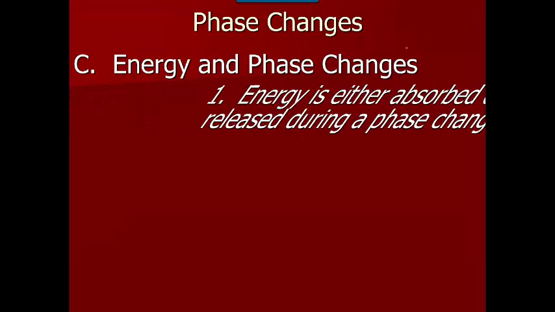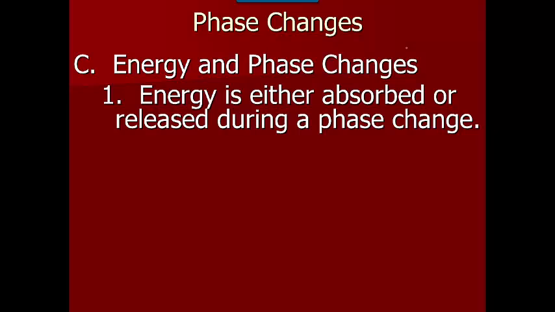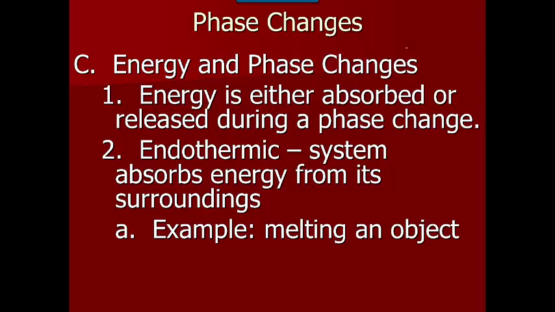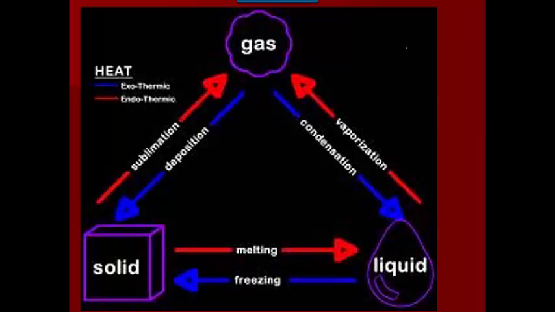Now, when we look at energy and phase changes, energy is either absorbed or released during a phase change. So either energy is being put into the system or energy is being taken out of the system. And we have a few words to describe that. You may have heard of endothermic and exothermic. Exothermic we'll mention in a few minutes. Endothermic is when you absorb energy from your surroundings. So for example, melting an object. When an object is melting, it's taking the energy, the heat around it and absorbing it, and that's causing it to turn into a liquid. So that would be endothermic.